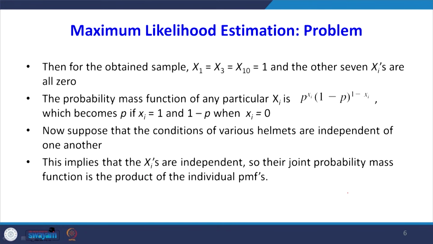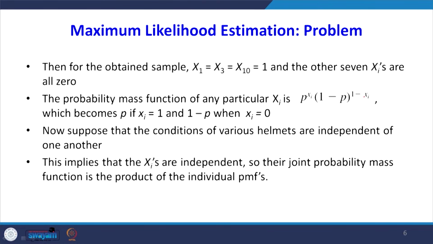Then for the obtained sample, say x1 equal to x3 equal to x10 equal to 1, because it is already given that only the first, third and 10th helmets have some defect, and the other 7 xi's are all 0. The probability mass function of any particular xi is p to the power x times (1 minus p) to the power (1 minus x), which becomes p if xi equals 1 and 1 minus p when xi equals 0.